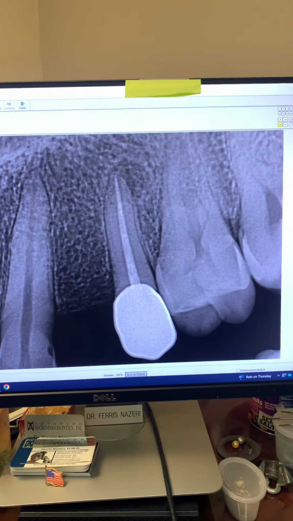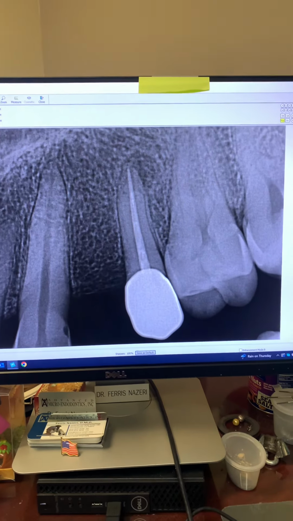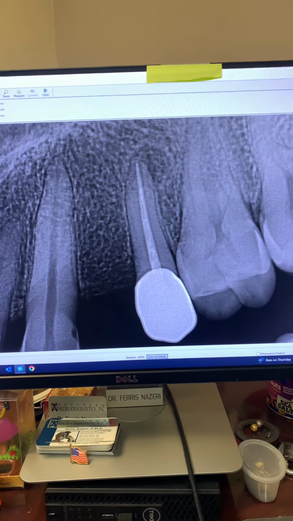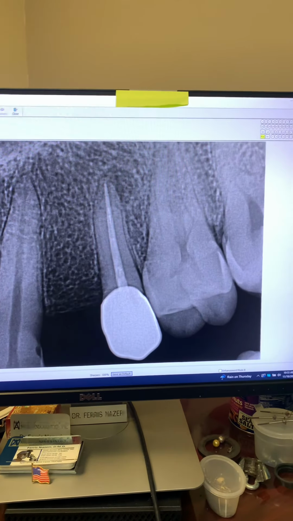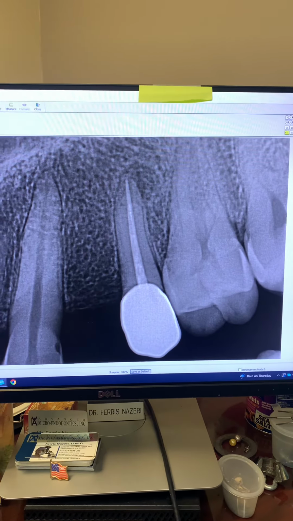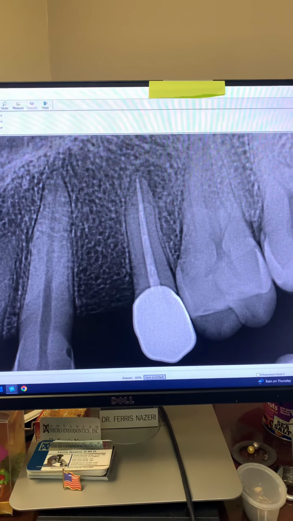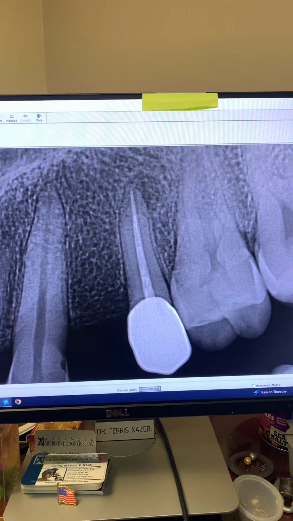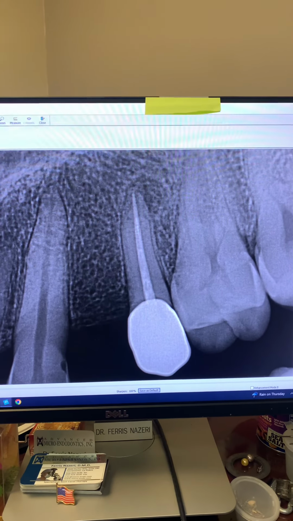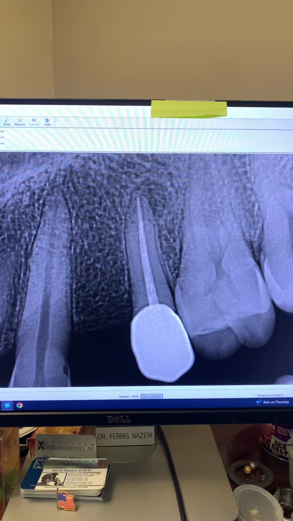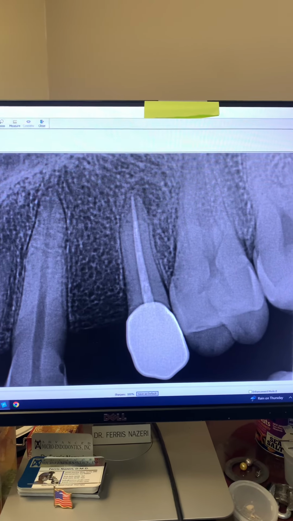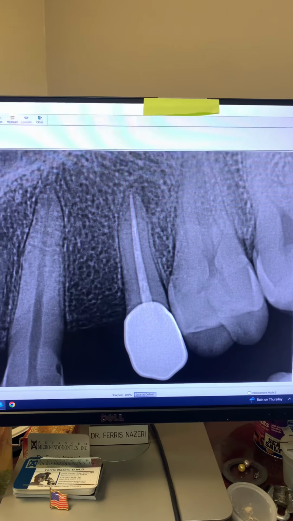This patient was referred to me for endodontic retreatment of tooth number 13. According to the patient, the root canal was done about 4 to 5 years ago in India, along with the crown. For the past few weeks, the tooth has been hurting him, waking him up in the middle of the night, and he has to take pain medication.